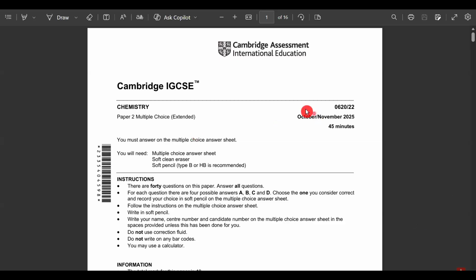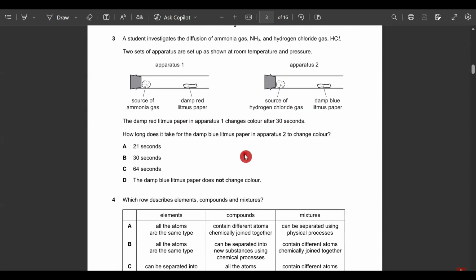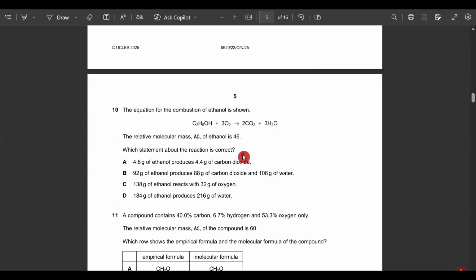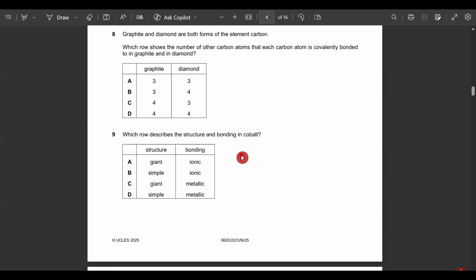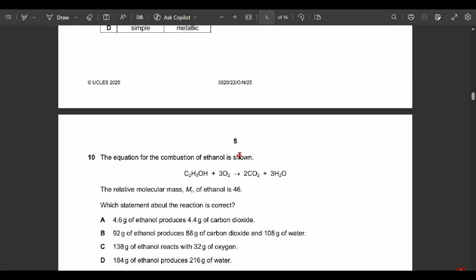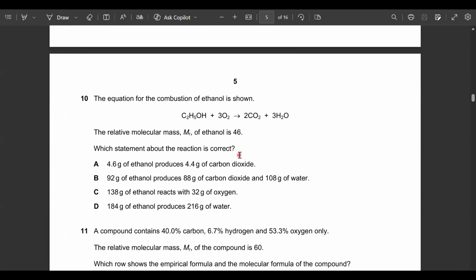Assalamu alaikum students. Today we will be attempting the paper number 2025, paper 22. Since we are doing some selective chapters, we will do the questions related to those chapters. Those are stoichiometry, rate of reaction, chemical reactions like energetics and equilibria, and the fourth chapter is electrochemistry. So starting from question number 10.